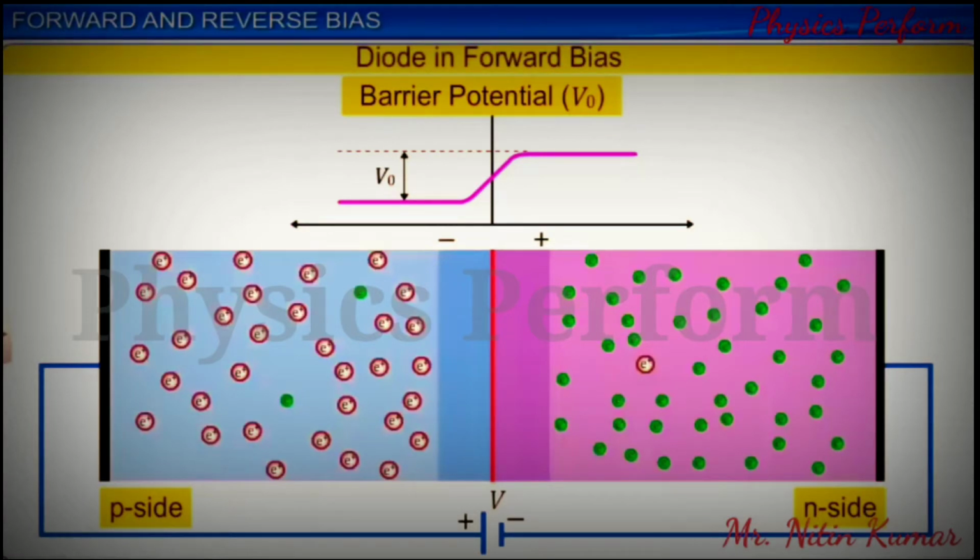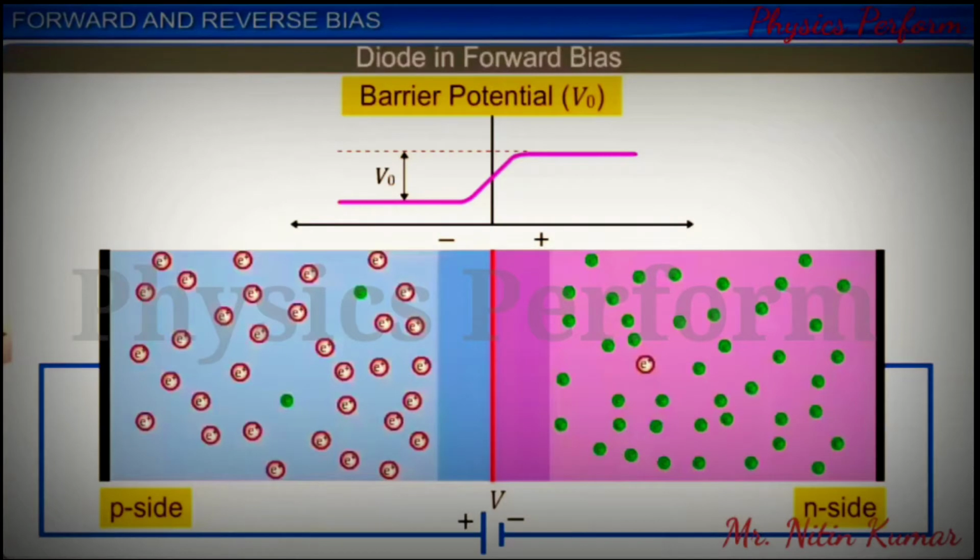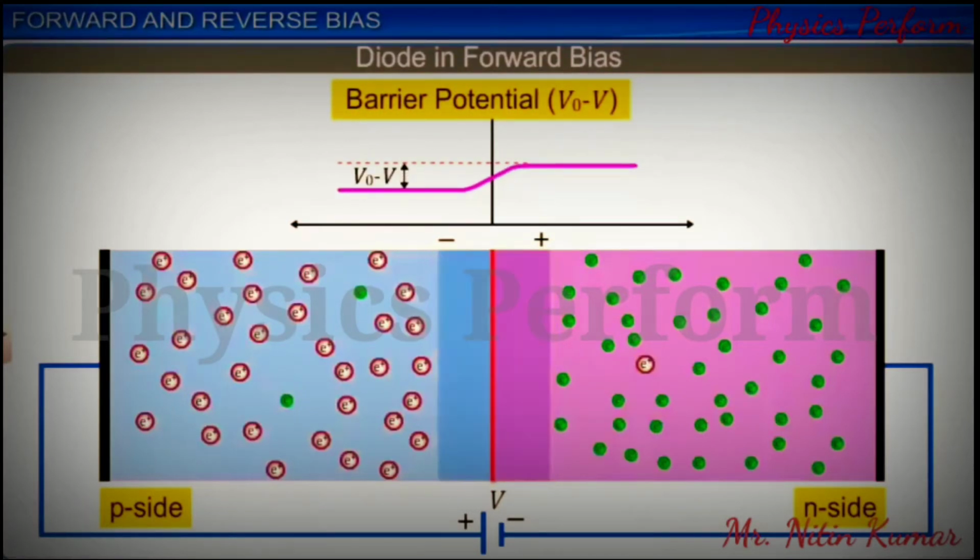When a p-n junction diode is in forward bias, the potential of the p side is raised, and now the p side is at a higher potential and the n side is at a lower potential. Due to the forward bias connection, the barrier potential across the p-n junction decreases and becomes equal to the difference between the barrier potential V0 at equilibrium and the external applied voltage V.